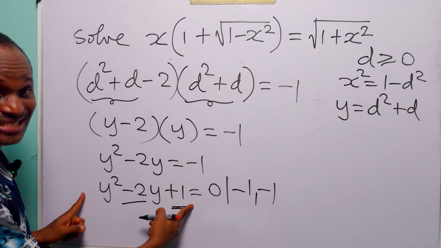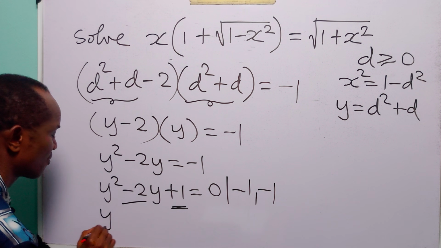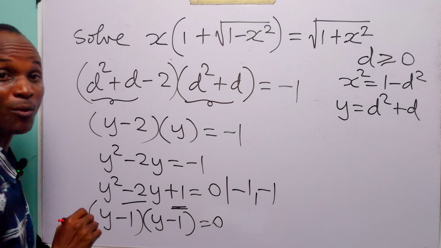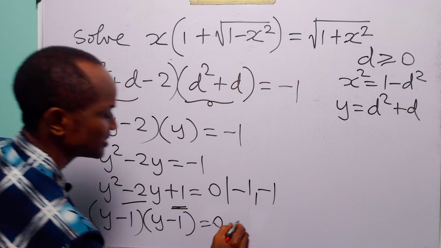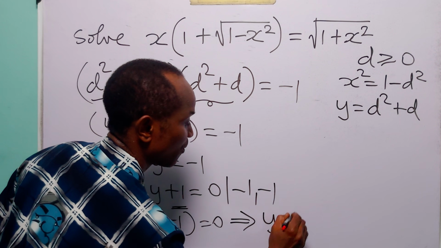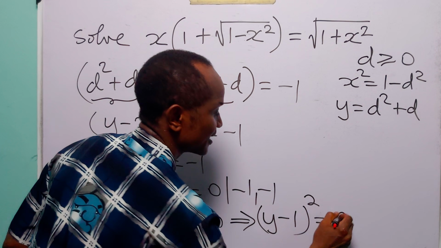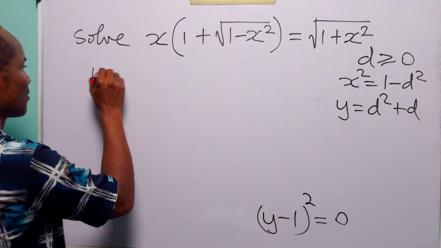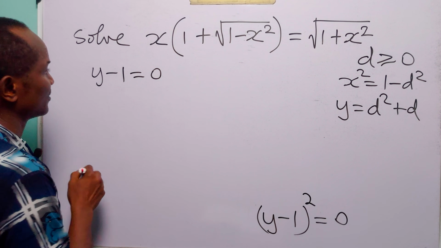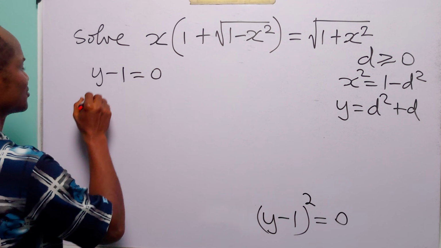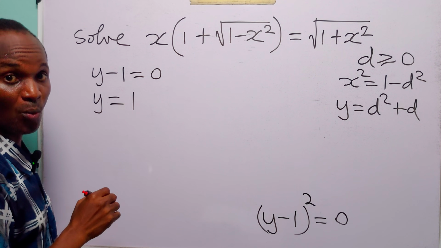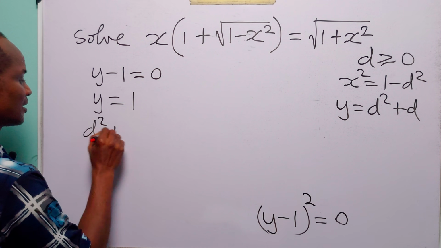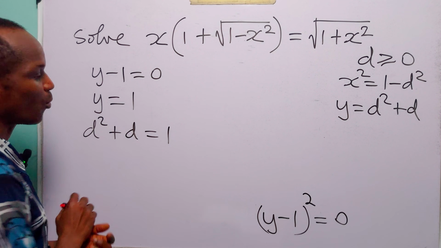So to factorize this left-hand side, we just have y minus 1 multiplied by y minus 1 is equal to 0. And of course, you know that this is the same as writing y minus 1 squared is equal to 0. And of course, from this equation, we have that y minus 1 is equal to 0. Adding 1 to both sides of this equation, we have that y is equal to 1, which simply means that d squared plus d is equal to 1.